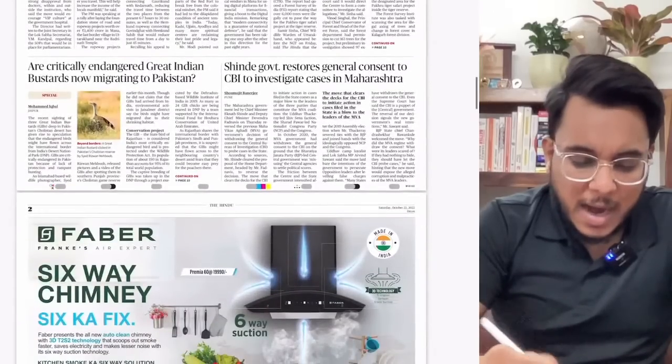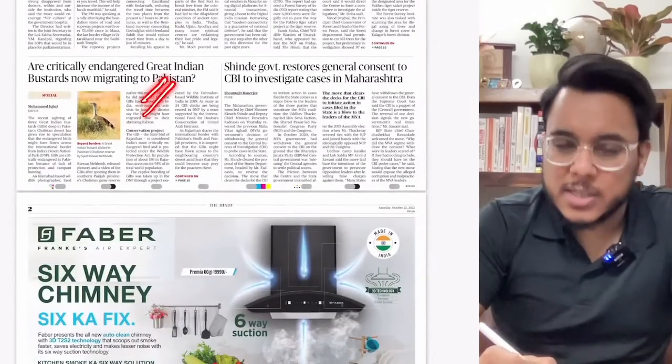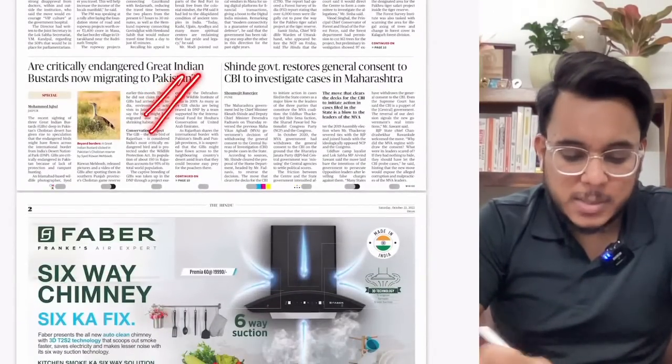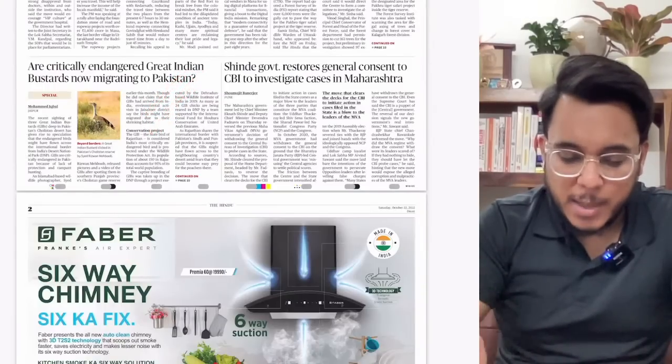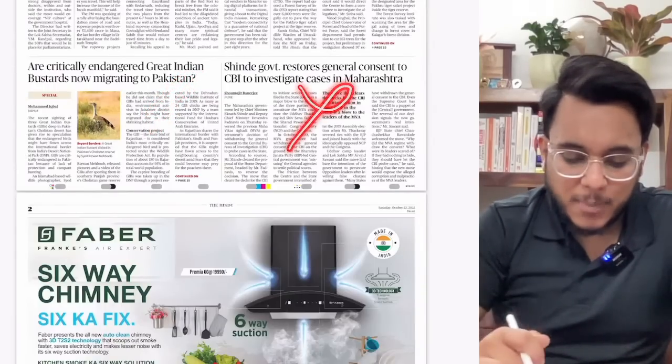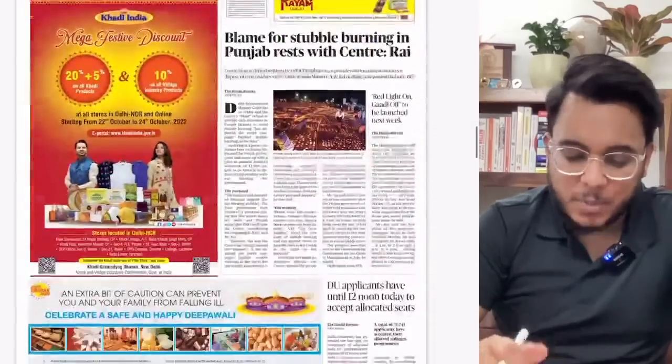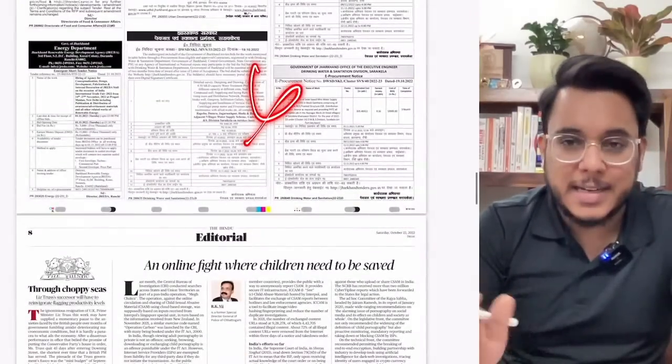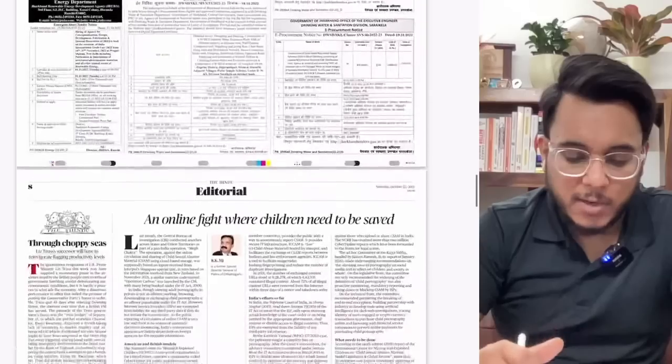Okay, moving on. Are critically endangered great Indian bustards now migrating to Pakistan? So we'll see this particular article with respect to the environment and prelims examination. The side article is a political article, not important. Then guys, moving on, in the city section, the advertisements, tenders, etc. have been given, not important for the exam.